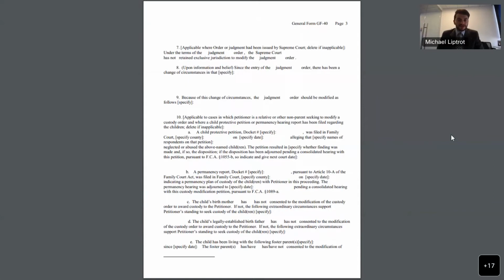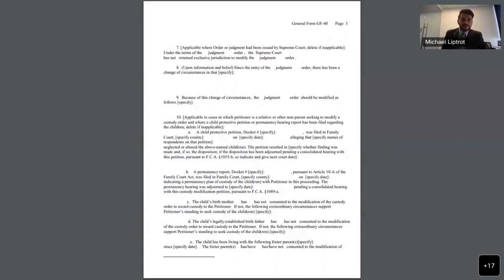You need to show that there's been a change of circumstances, and as we're about to talk about, it's a substantial change of circumstances from the date of that original order. And due to the change of circumstances, you're going to be talking about how it is in the best interest of the child or children to modify the order as you are suggesting. Okay, so that's good, Taylor.